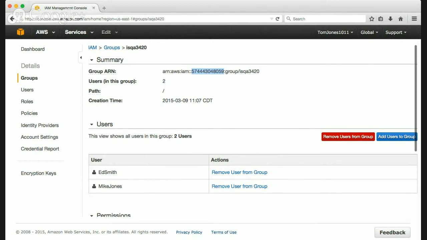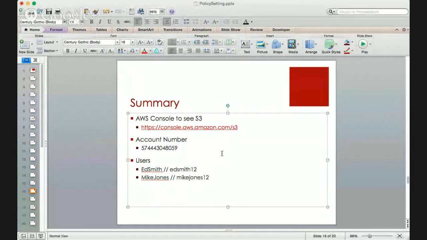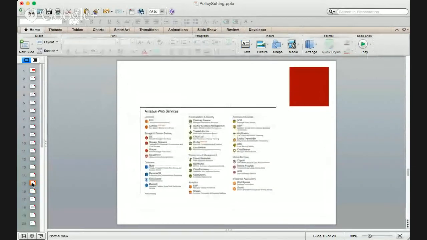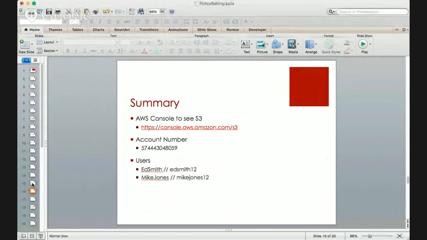So now what do I do with this number? Well, what you do is go to the slide deck. I'm on this summary slide, so it's the one after this. And you can see, here's the summary. What I want you to do is go to the Amazon console to see S3. So you should be able to log in.